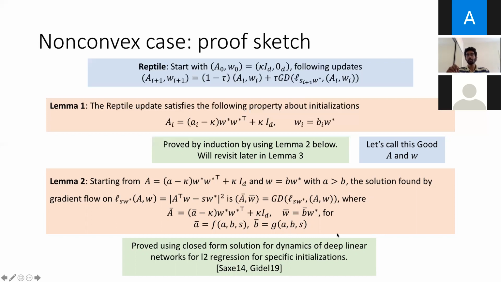And this is actually proved by looking at the dynamics of gradient descent for deep linear networks. That was first done by Andrew Saxe and colleagues in 2014, and later was made robust and analyzed also for gradient descent in 2019.